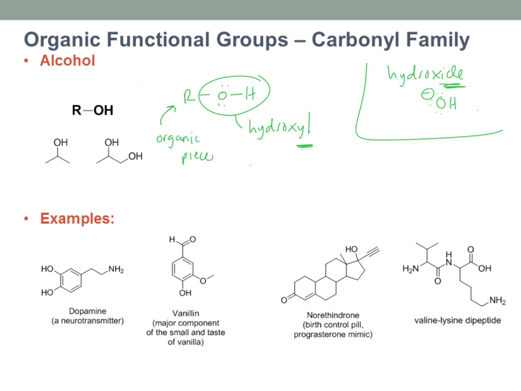Some sort of organic piece. And that's all we're looking for, right? So if a molecule has a hydroxyl group on it, that makes it an alcohol. Alcohols have hydroxyl groups. And so you might hear things like, this is isopropyl alcohol or isopropanol. Isopropyl alcohol, also known as rubbing alcohol, right? It's got an OH group on it, which is why it's an alcohol.